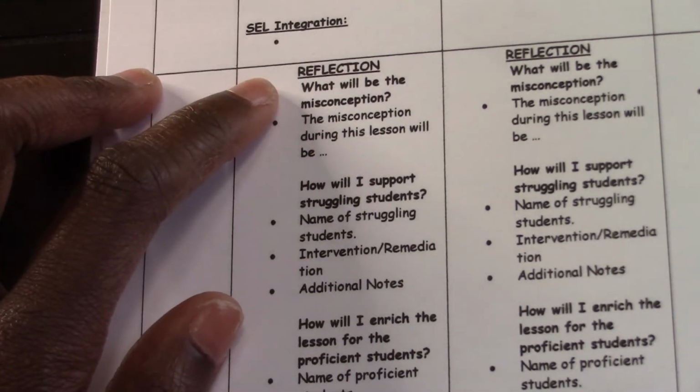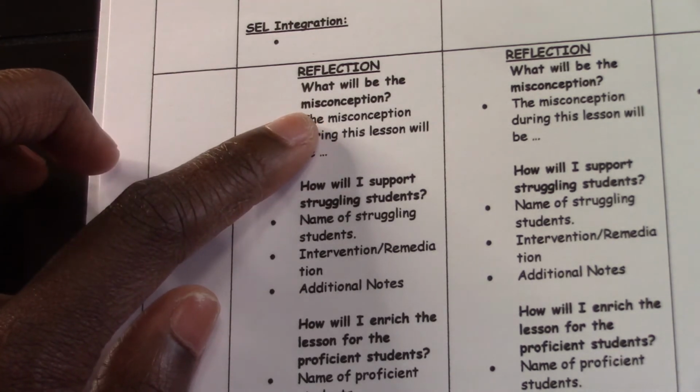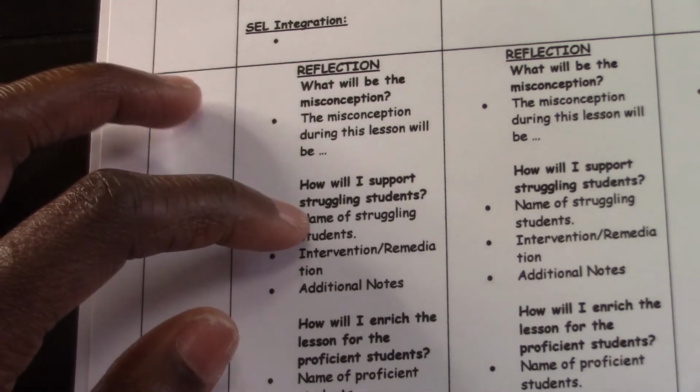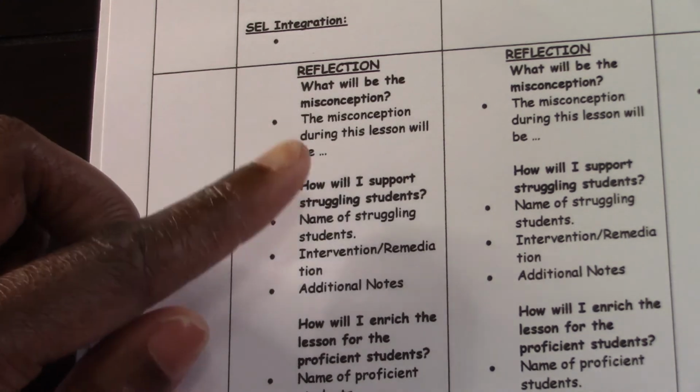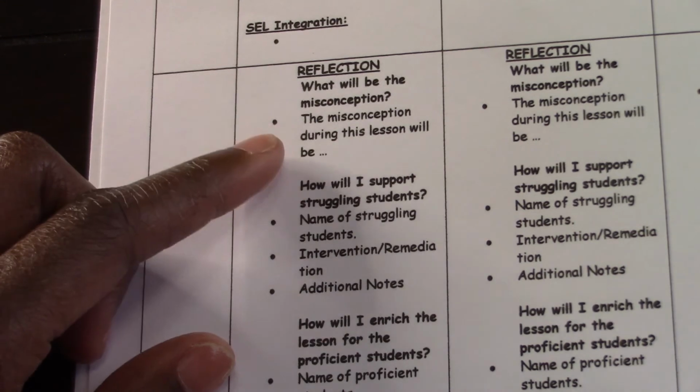So for my reflection, it says, what will be the misconception? So I need to already think, how will students become confused? And because I know what may confuse them, I can already be proactive and come up with a solution for those students that may get stuck.